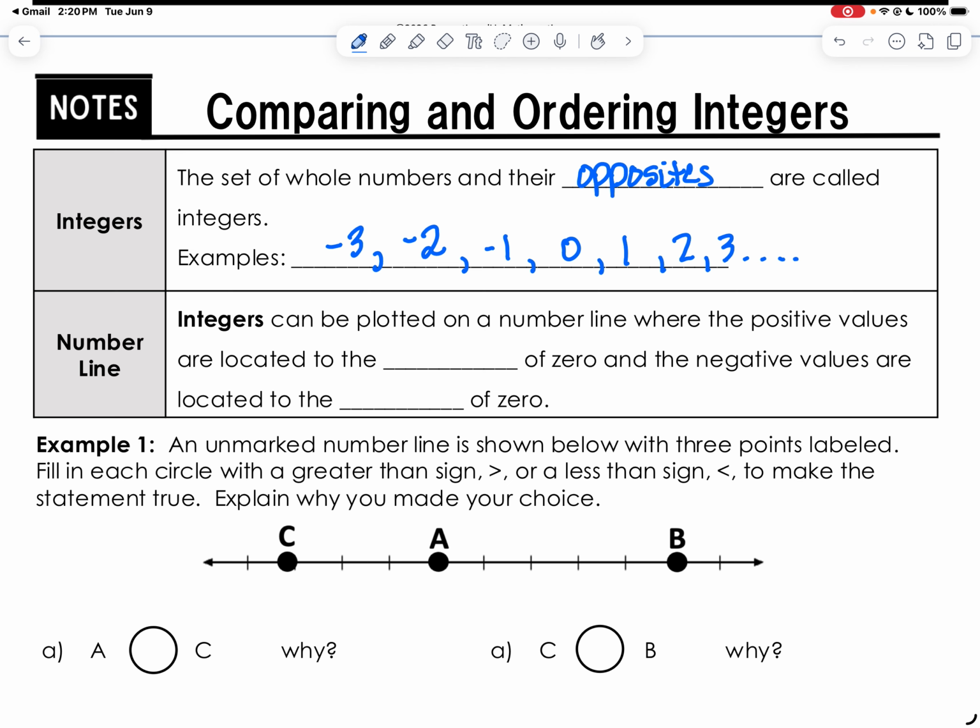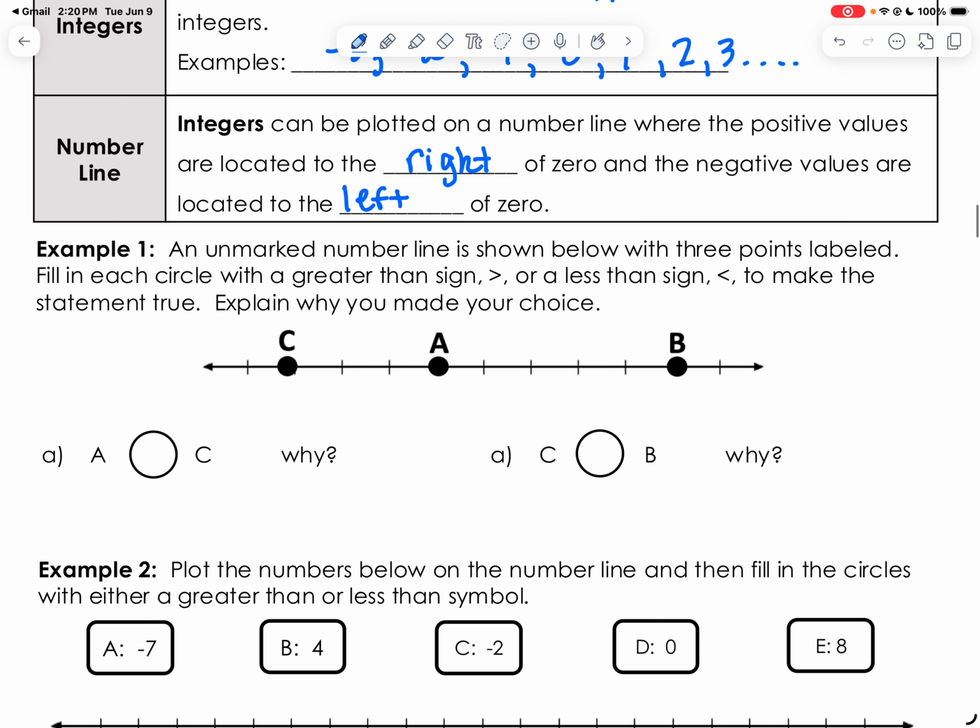Now, integers will never include decimals or fractions, all right? They're just the set of whole numbers and their opposites. Integers can be plotted on a number line where the positive values are located to the right of 0, and the negative values are located to the left of 0. Let's look at example 1.